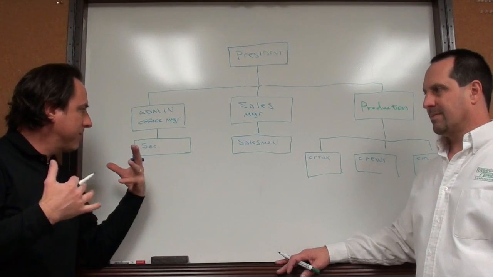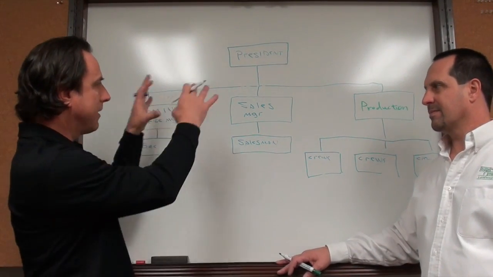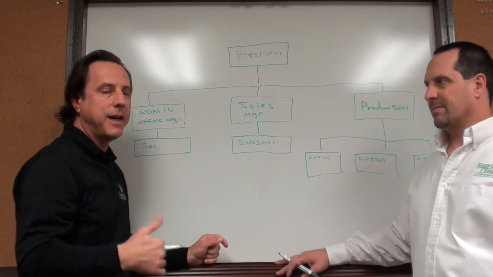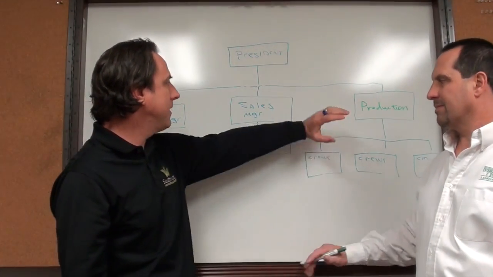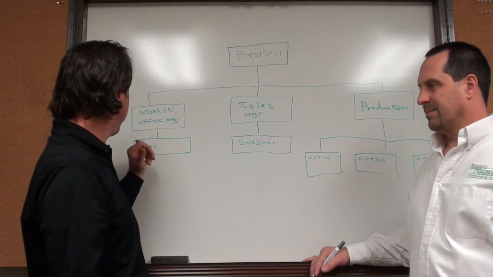So sometimes what I like to do in my company, and I think what Jeff likes to do in his company, is we will make an organizational chart and we'll push it out a year. So we'll look at a year and say, how big is our company going to be next year? How many crews are we going to need? Are we going to need another production manager? Do we need to hire a salesperson? Do we need an office person?